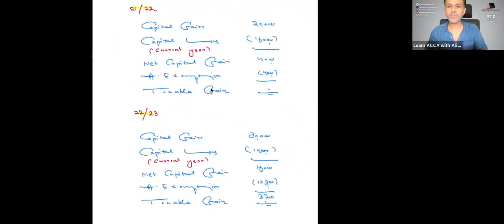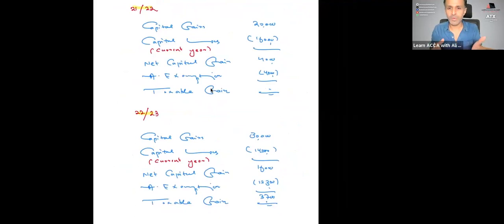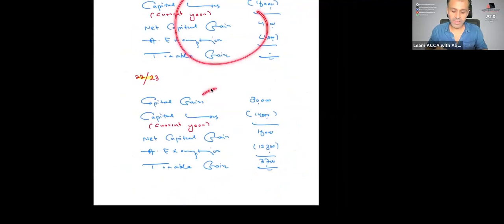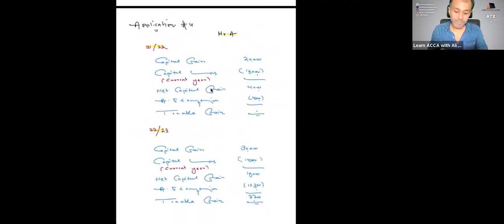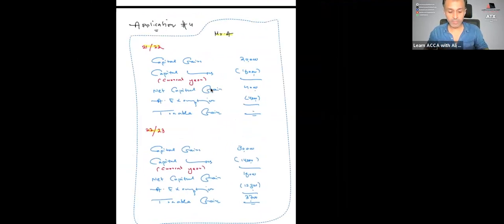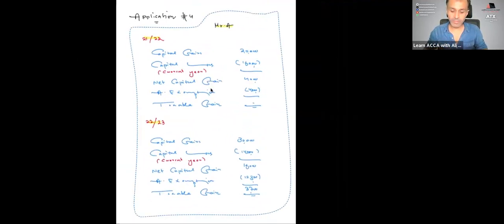So the case of Mr. A is smooth. It does not have any brought forward loss. Twice, you people have seen me producing that same kind of solution. But applicable to Mr. B, we will have the brought forward loss. So you'll get the chance to learn the treatment of brought forward loss with Mr. B.